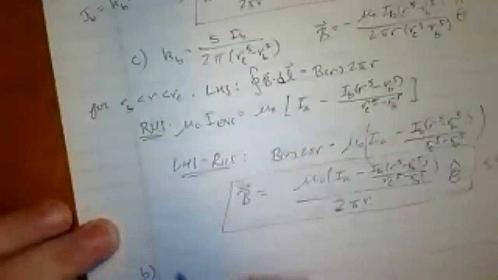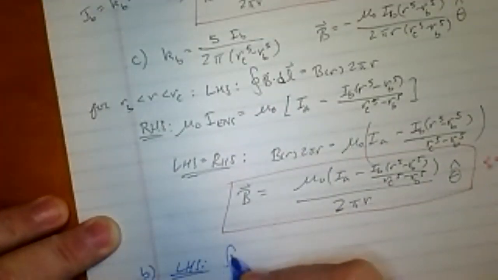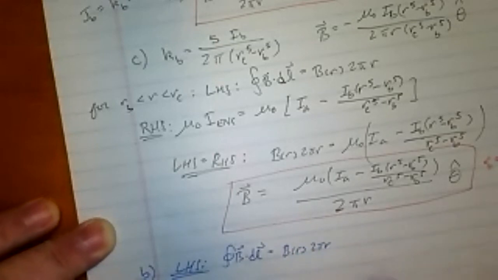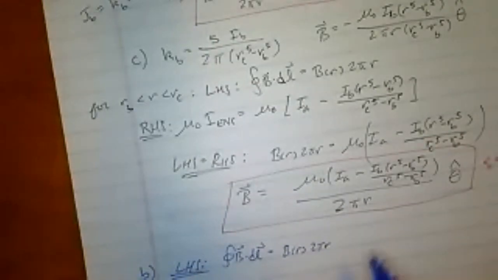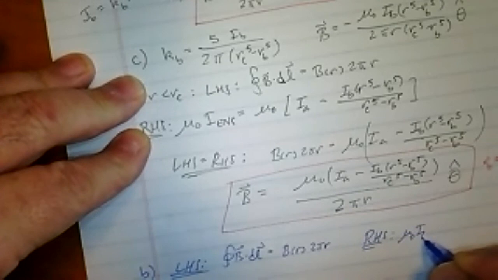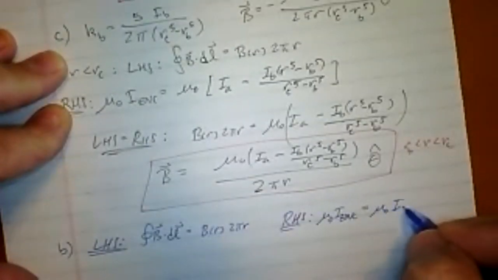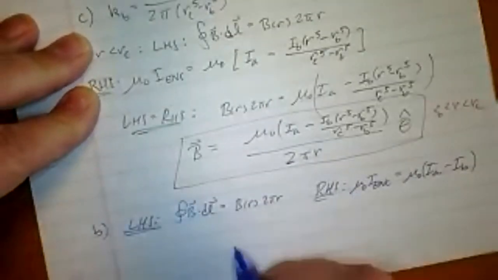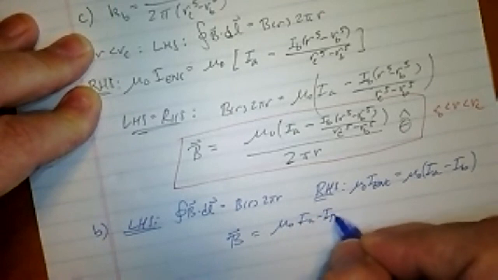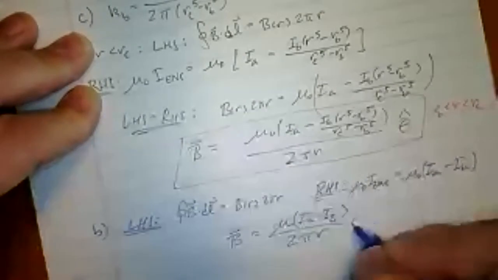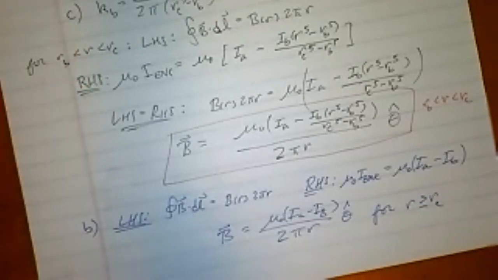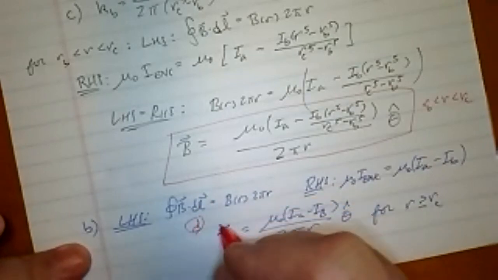So the final part with this, we're going to have the left-hand side of Ampere's law, the closed integral B dot dl, is equal to B of R times 2 pi R. Again, making the hypothesis that in this case, B is going to be B of R times theta hat. Then the right-hand side just becomes mu 0 I enclosed, which is actually equal to mu 0 (IA minus IB). So ultimately, B is going to be mu 0 (IA minus IB) over 2 pi R theta hat, for R greater than or equal to RC. And that's part D. So we've now done this entire big problem.